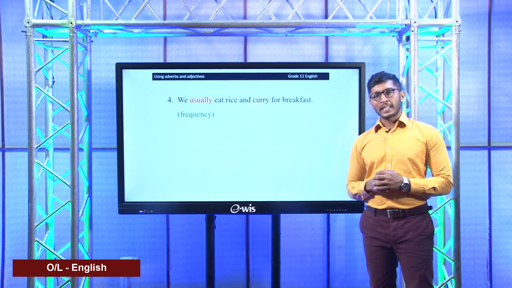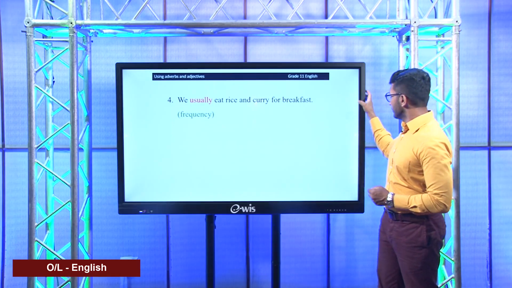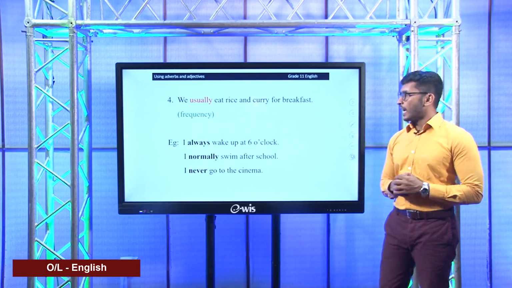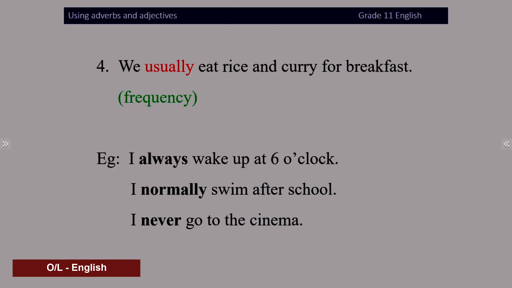Shall we look at the other examples? I always wake up at 6 o'clock. How often do I wake up? I always wake up at 6 o'clock. So the adverb of frequency is always. The second one, I normally swim after school. How often do I swim after school? I normally swim after school.